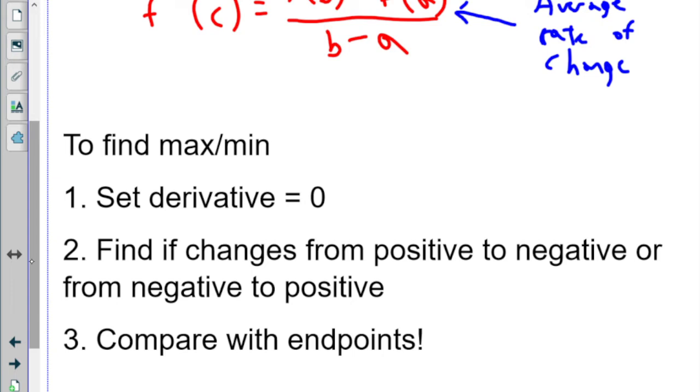Maximum and minimum, this can come up a lot of different ways, but the steps are always the same. Set derivative equal to 0. A lot of times you get a point just for setting the derivative equal to 0, so make sure you do it. And then changing from positive to negative for maximum, negative to positive for minimum. And then you're going to compare it with the endpoints if it's on a closed interval. So you want to compare those, whatever points you found, with your endpoints, see which one's the largest or see which one's the smallest.